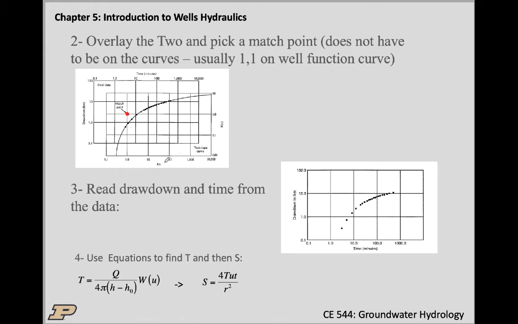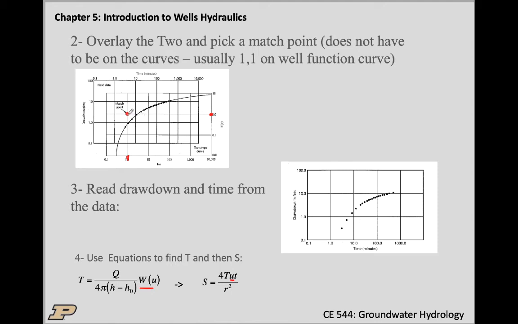If 1 over u is 1, when 1 over u is 1 here, right, it's really easy because u is 1, so you can plug 1 into your equations. And then same thing when W(u) is 1 here, right? When you go here, you'll plug 1 here and you'll plug 1 here. It's going to make everything super easy. So just take your match point as 1 and 1 on the Well function.